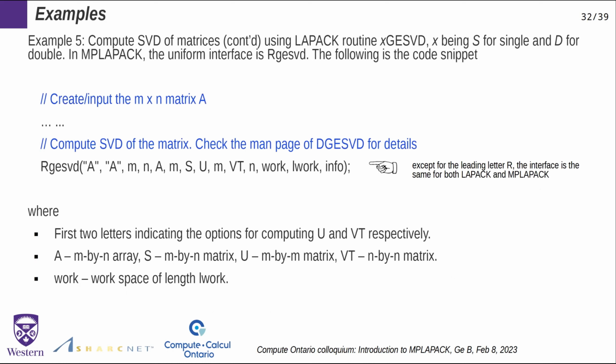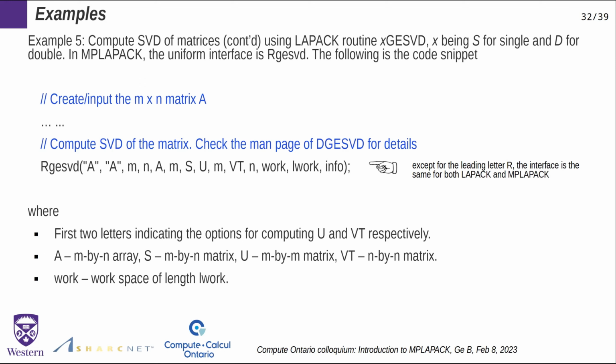Now, the use of the required MPLAPACK routine is very simple. I just put the code snippet here to compute. The LAPACK routine we're calling is GESVD. In LAPACK, it will be called DGESVD for double precision, and for single precision it would be SGESVD. But for the purpose of computing the singular value decomposition, we always use double precision.